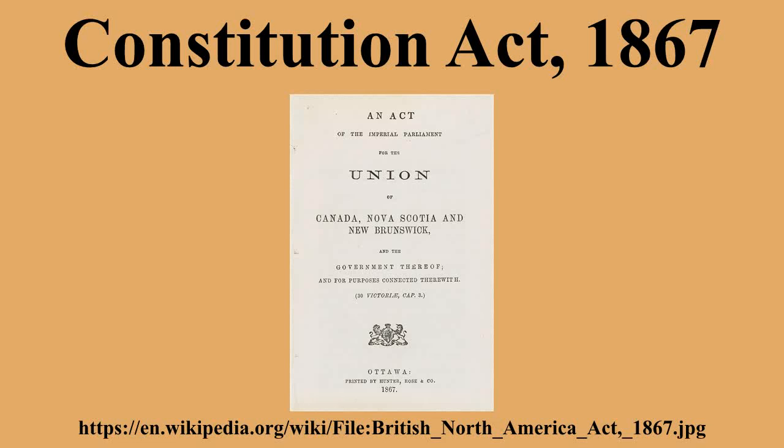House of Commons. The initial composition of the Commons, under Section 37, consisted of 181 members: 82 for Ontario, 65 for Quebec, 19 for Nova Scotia, and 15 for New Brunswick. It is summoned by the Governor-General under Section 38. Section 39 forbids senators to sit in the Commons. Section 40 divides the provinces into electoral districts.